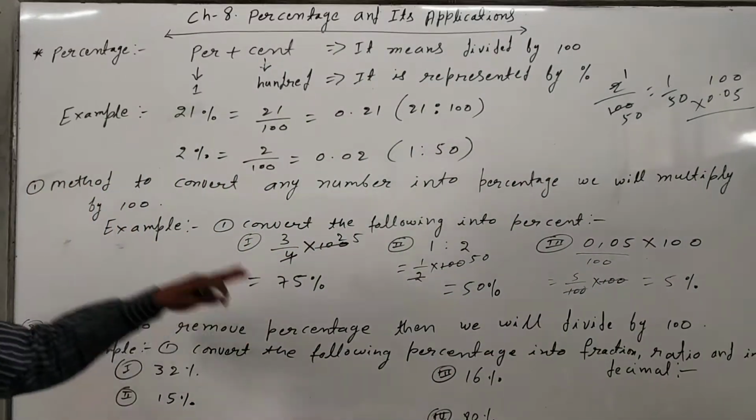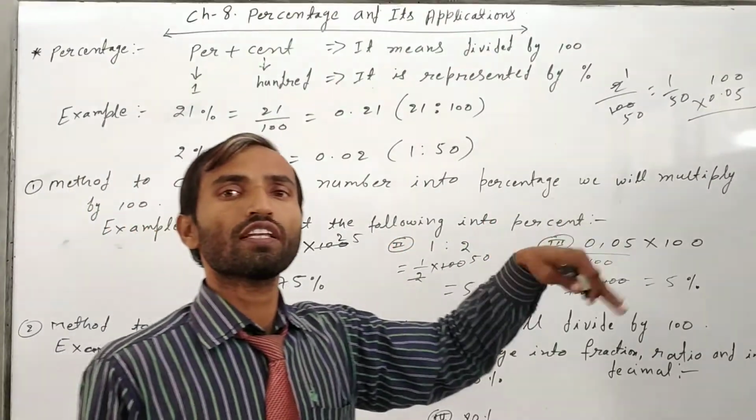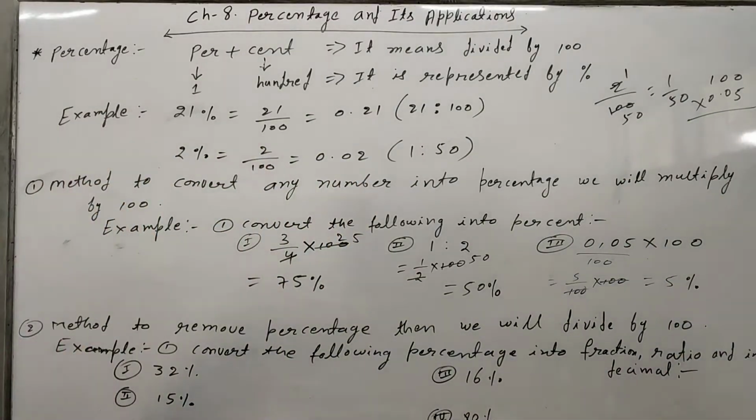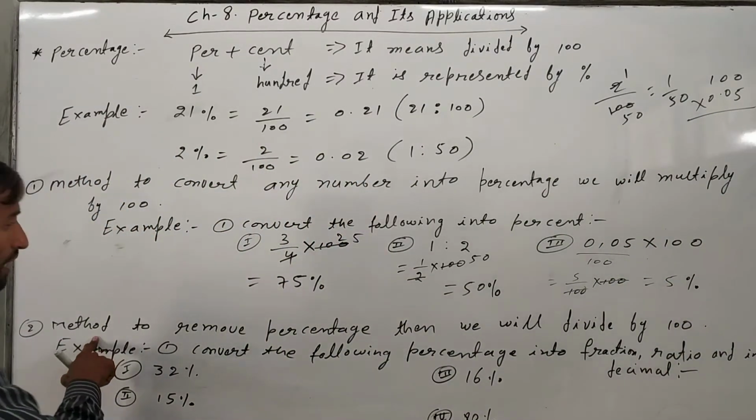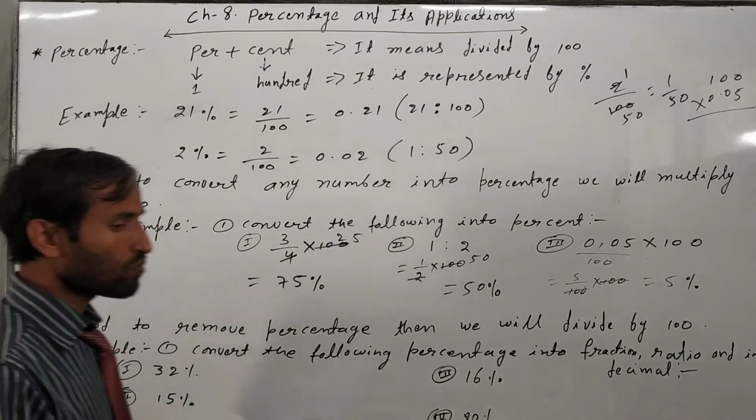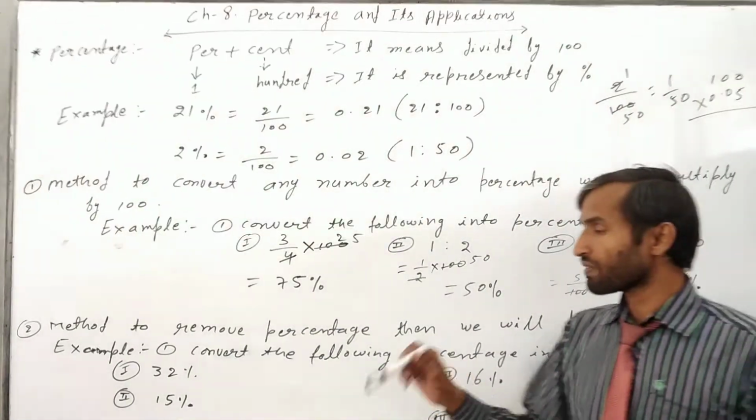So like that, you have to use these types of methods. In the future, if any number is to be converted into percentage, we have to multiply by 100. Now the next second part, the opposite of that: any percentage is given, we have to remove the percentage and convert it into a fraction.